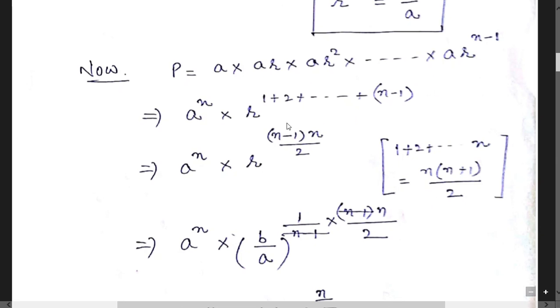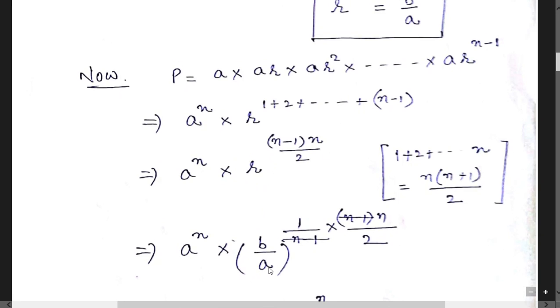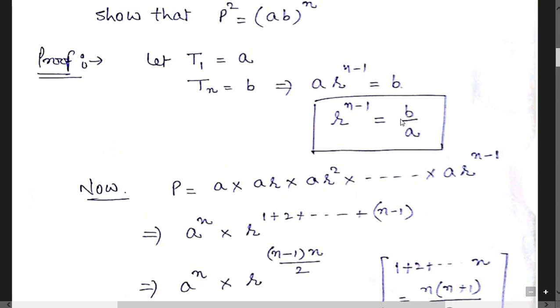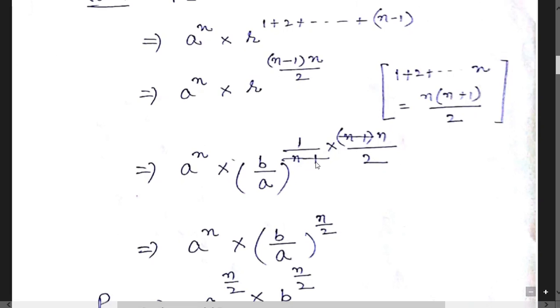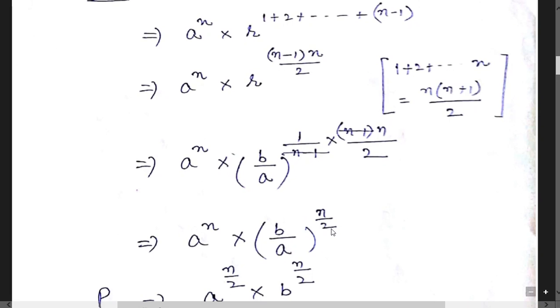Now what about the formula 1 to 3 up to so on n? It's n into n plus 1 over 2. Apply this formula in this equation. Then insert the value of r. And what about the value of r? Value of r is b over a raised to power 1 over n minus 1. b over a, 1 over n minus 1. n minus 1 cancel with each other. It means it's b over a raised to power n over 2.